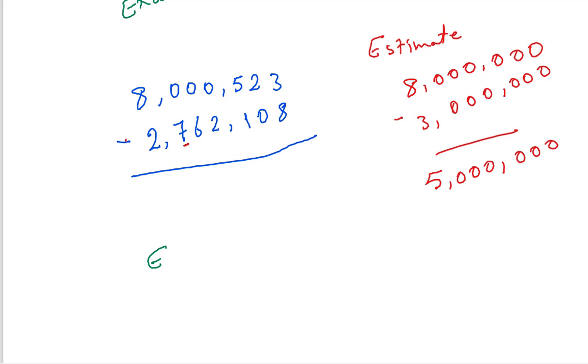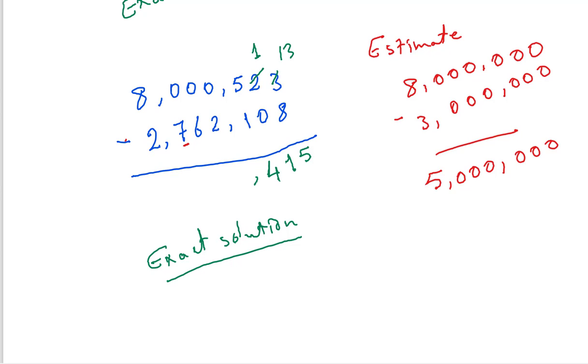Here I will find the exact solution. Okay, 3 minus 8 cannot be. This is not fair. So I will borrow 1 from the 2. That will be 1. And the 3 will be 13. 13 minus 8, this is 5, because 5 plus 8 is 13. And 1 minus 0 is 1. 5 minus 1 is 4. And 0 minus 2 cannot be. So I will borrow from this 0. There is nothing to borrow. So I will borrow from the next.